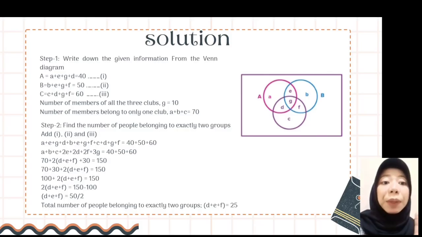Step 2. Find the number of people belonging to exactly two groups. We have to add A plus B plus C. So we have A plus E plus G plus D plus B plus E plus G plus F plus C plus D plus G plus F equal 14 plus 15 plus 16. From calculating this, the result is D plus E plus F equal 25. D plus E plus F is the number of people belonging to exactly two groups. So the number of people is 25.